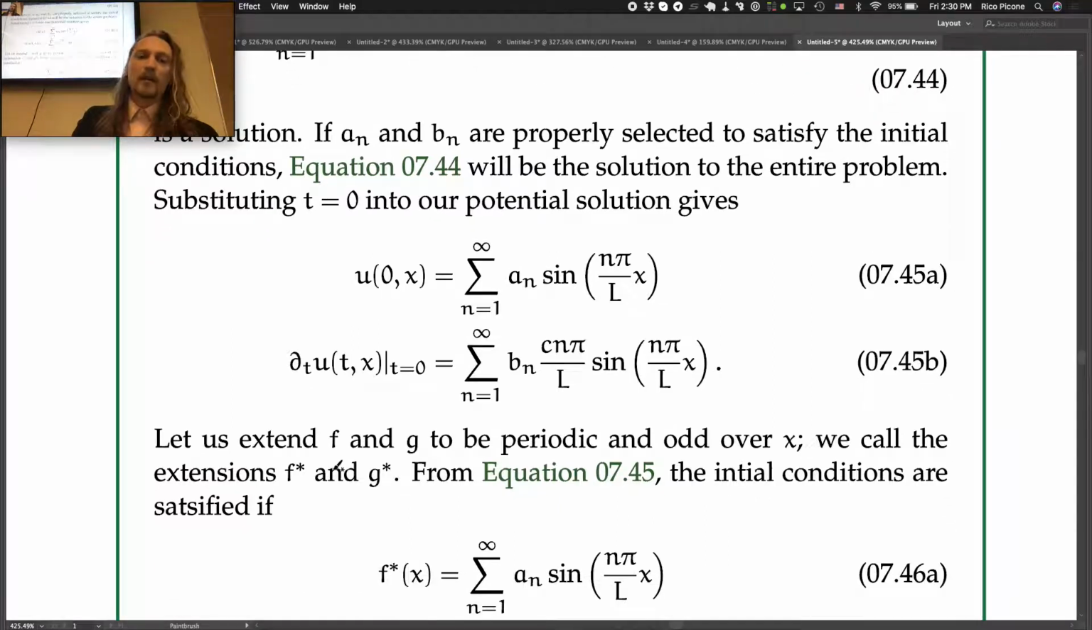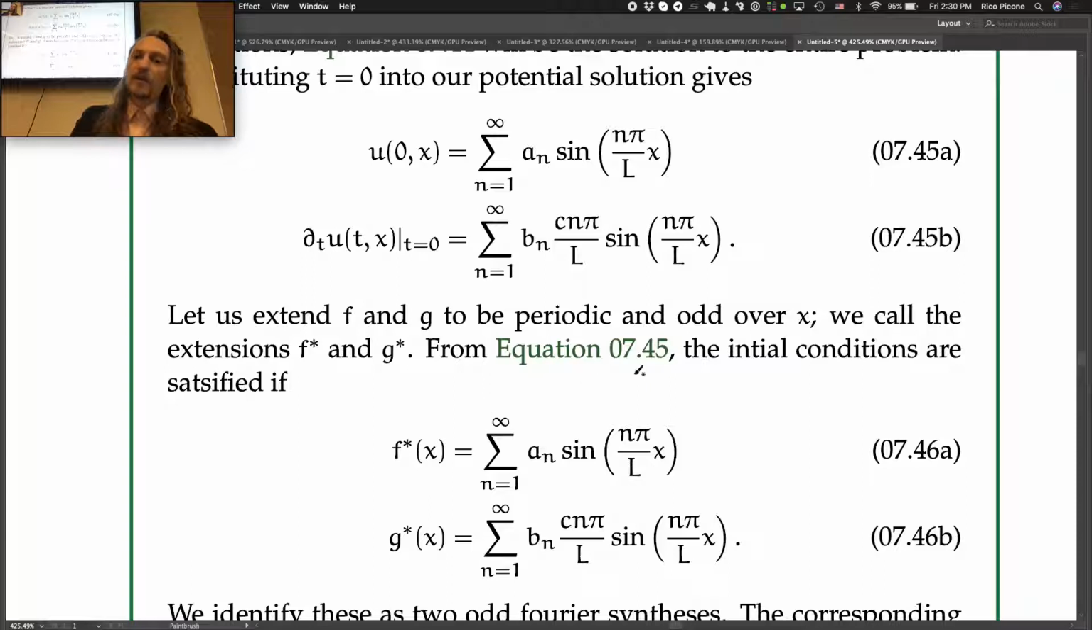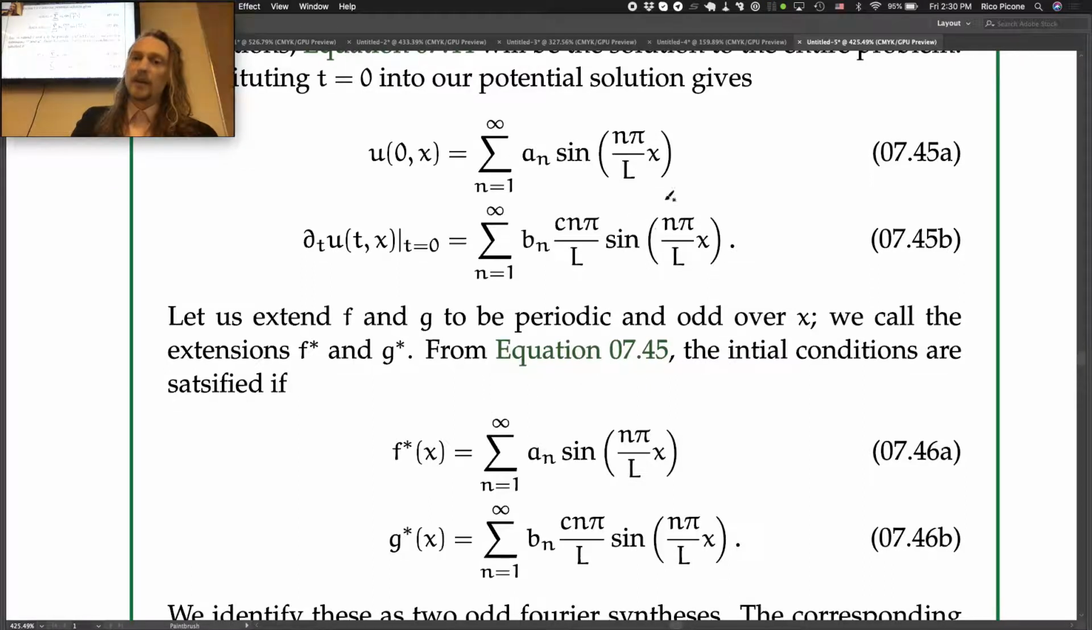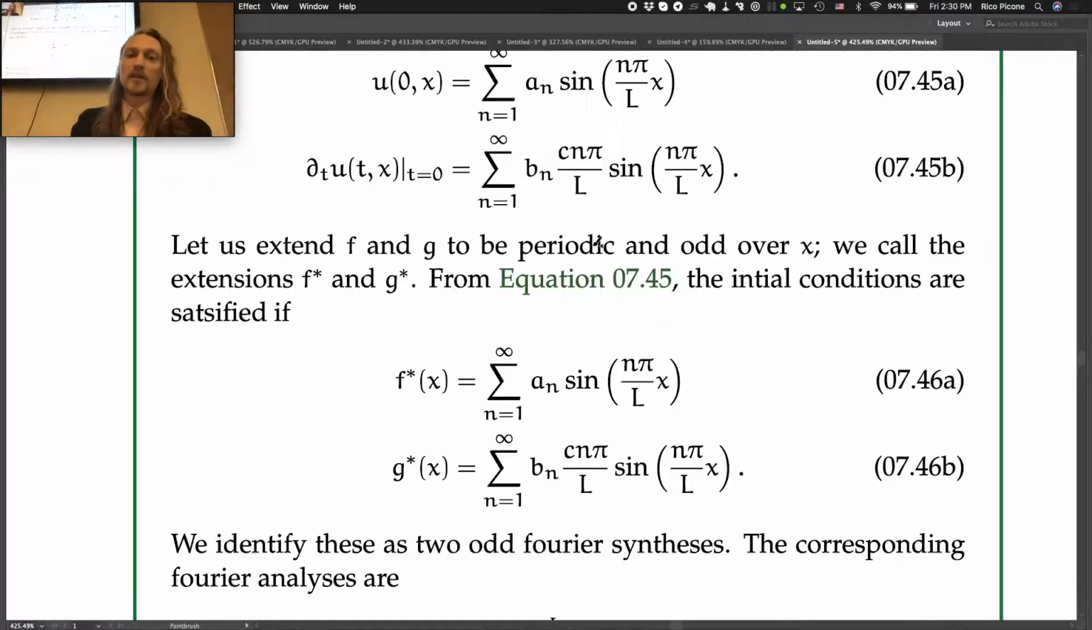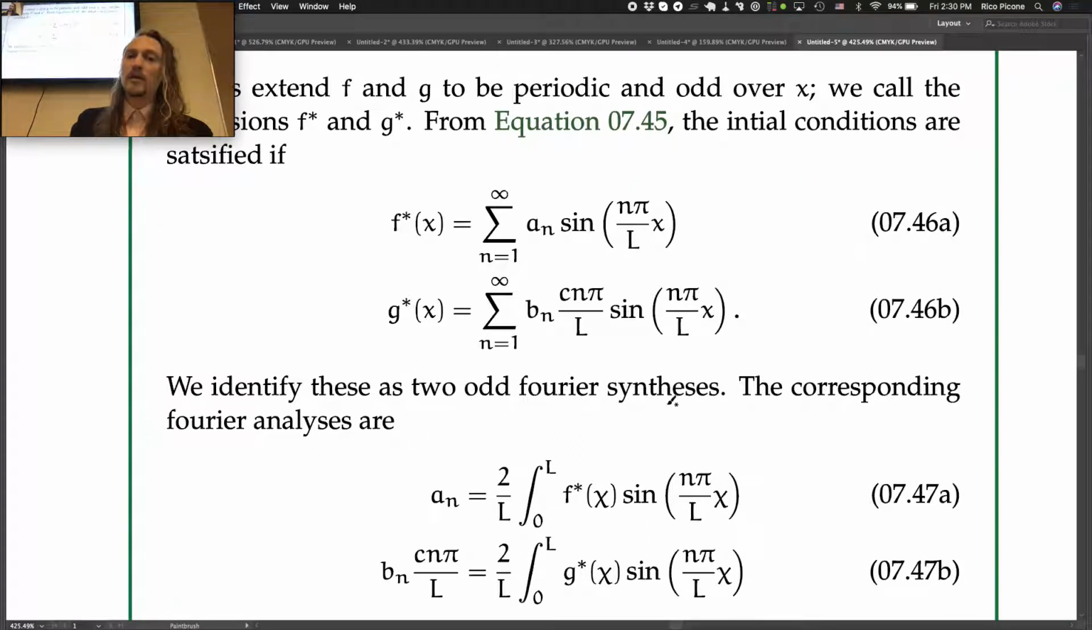We call the extensions f star and g star. From equation 745, the two we just derived, the initial conditions are satisfied if f star is equal to this series, and g star is equal to this series. So that's what we need for our initial conditions to be met. We identify these as two odd Fourier syntheses. They only include sine terms, so they're odd Fourier syntheses.